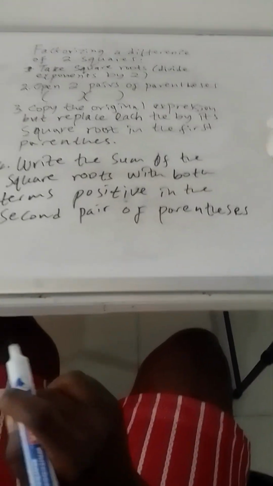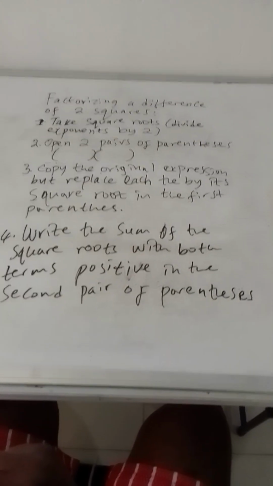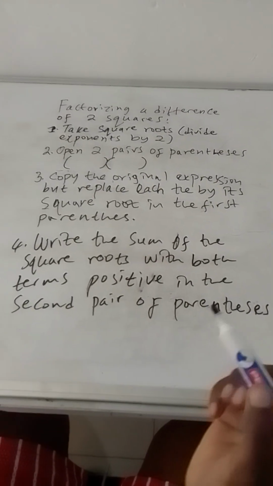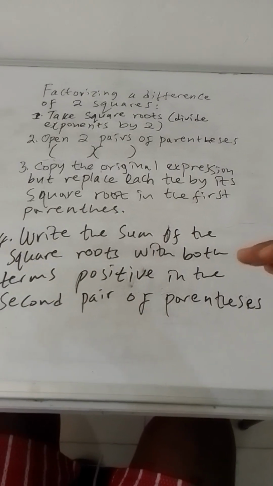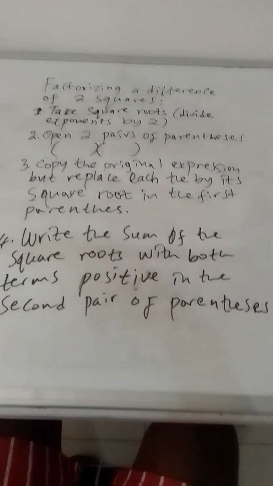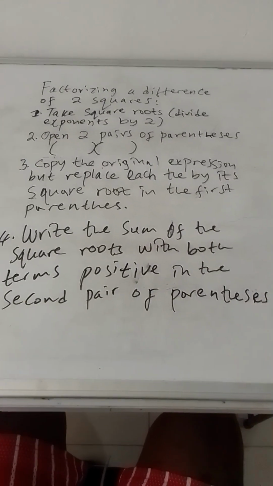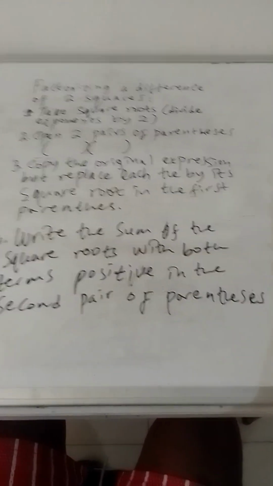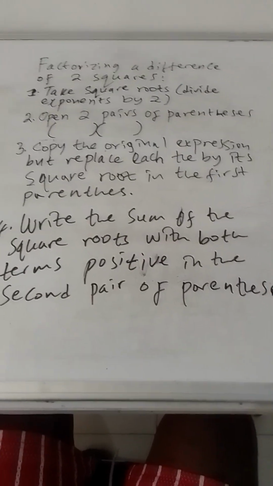So in the second pair of parentheses, you are going to write the sum of the 2 square roots, making sure that both of them are positive. Right, and when taking square root of the terms, we always ignore the negative. Right, so let's go through the steps again.